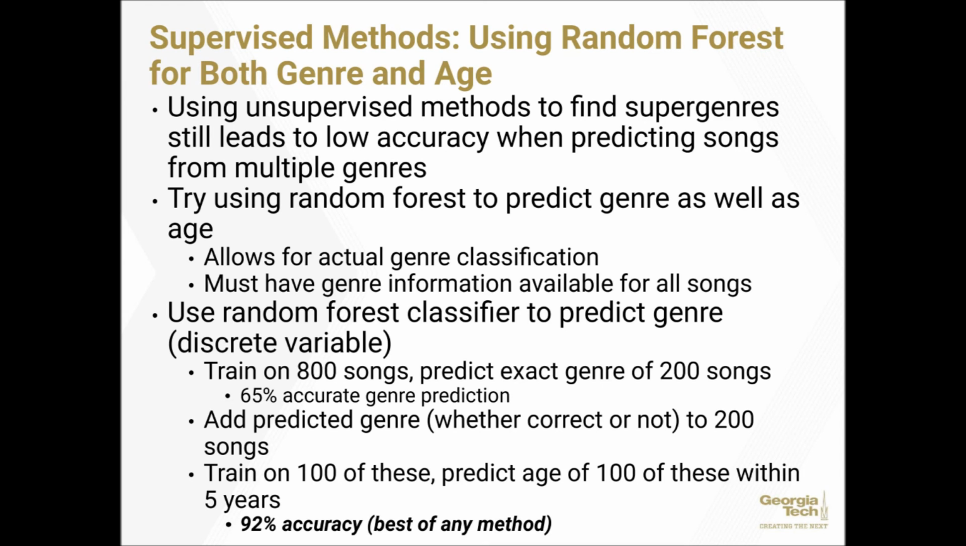First, we used a random forest classifier to predict the genre, since it is a discrete variable. We trained this method on 800 songs and predicted the exact genre of 200 songs, giving us an accuracy of 65%, which is significantly higher than the accuracy obtained using Gaussian mixture modeling.